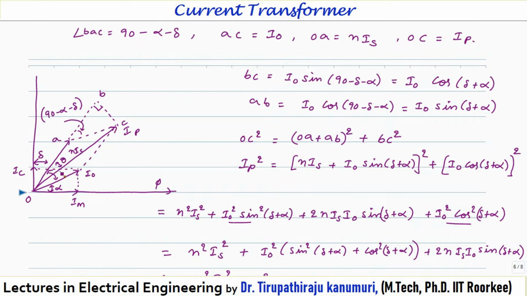So from this, in this right angle triangle, that means right angle triangle OBC, I can write OC square is equal to OB square plus BC square.